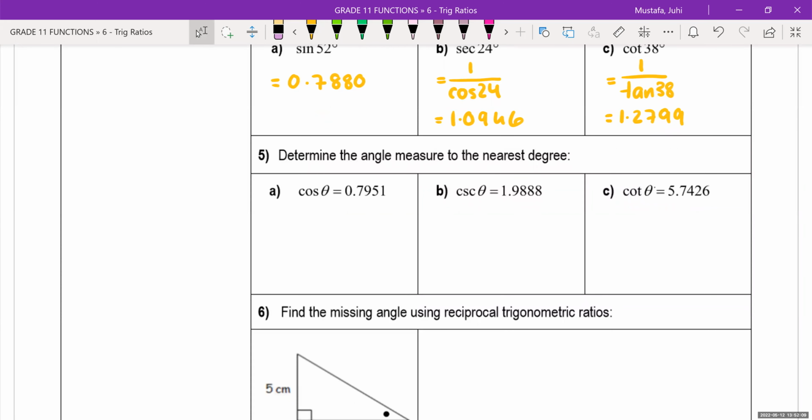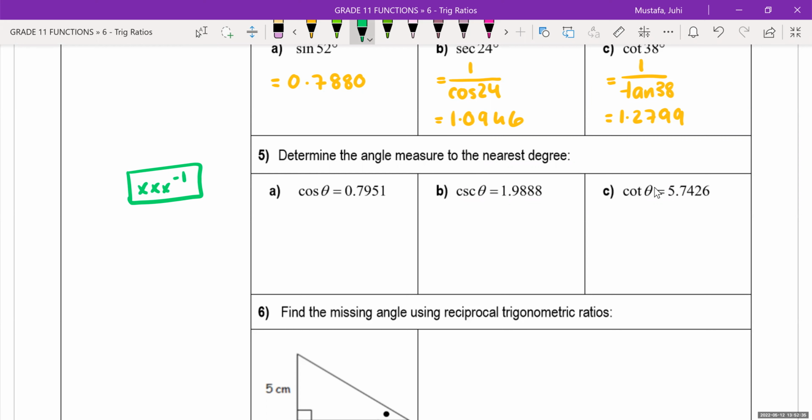Question number 5, determine the angle measured to the nearest degree. So again, we start off with something we're really familiar with. cos theta is equal to 0.7951. When you're trying to find the angle, remember, you're always going to be using the inverse button. So like sine, cos, or tan to the power of -1, right? So you always, whatever it is, sine, cos, or tan, -1. That's what you're looking for.